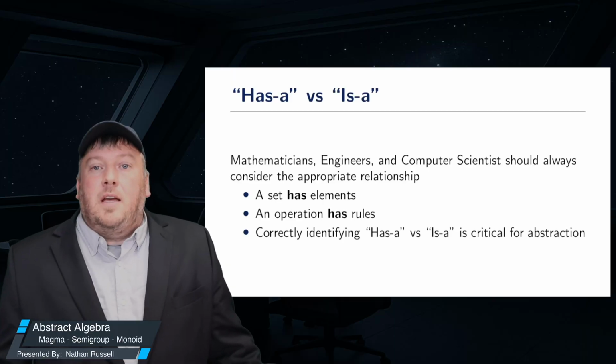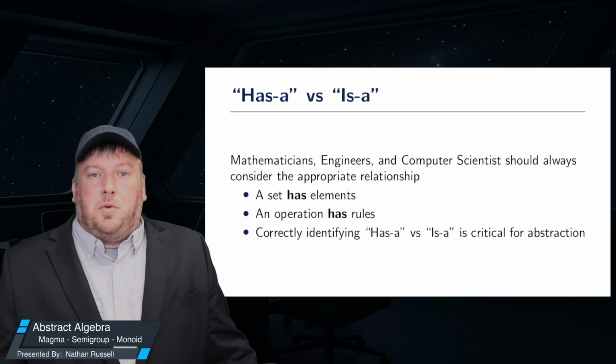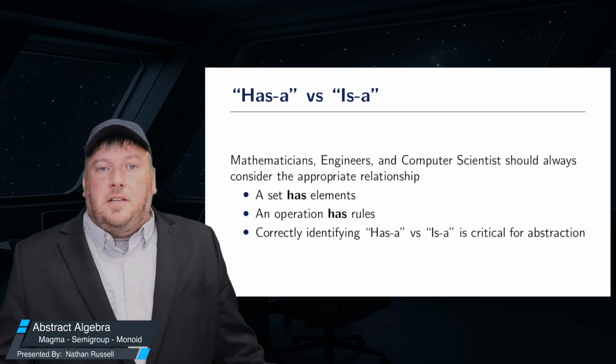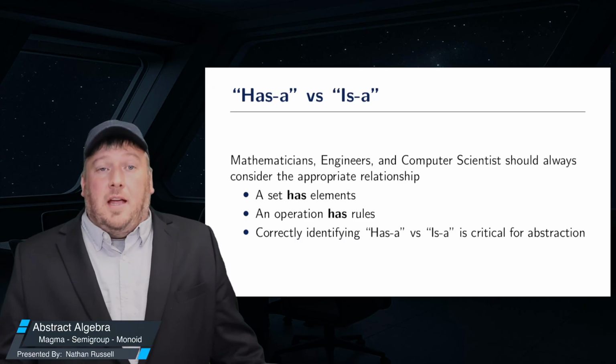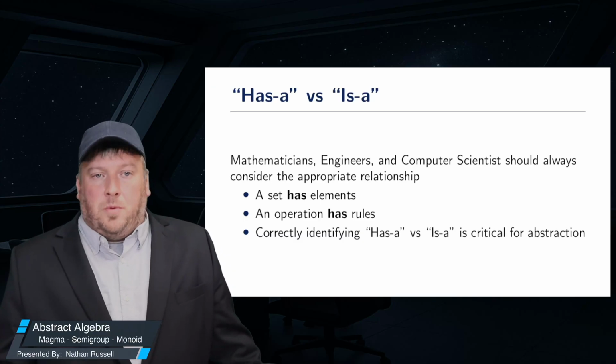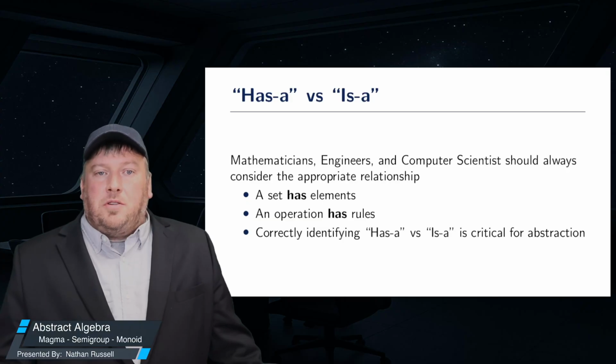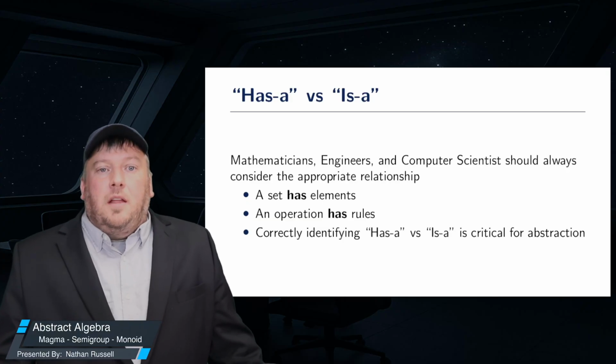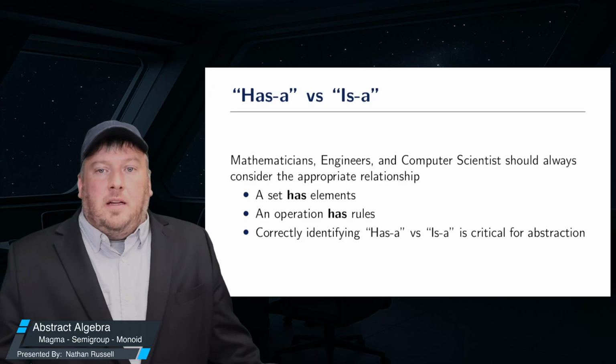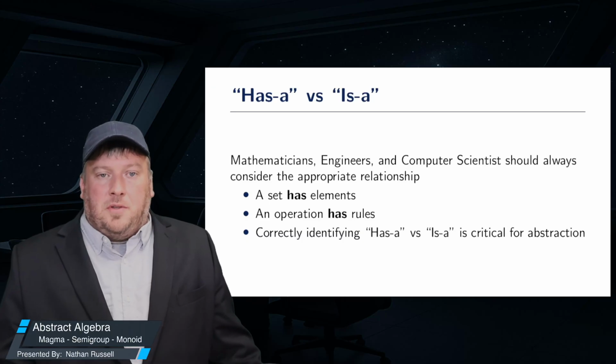In computer science, it's important to think about the distinction between "has a" and "is a" when determining relationships. A set has elements, an operation has rules. When we combine them, we create a structure that is defined by both. The difference between having and being is key to abstraction layers in computer science.